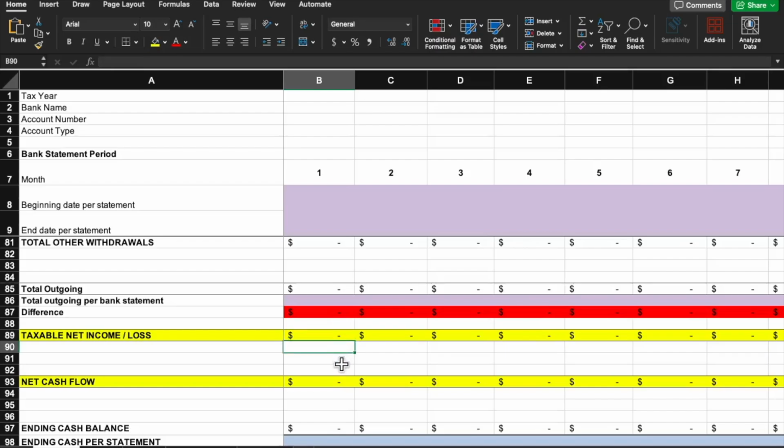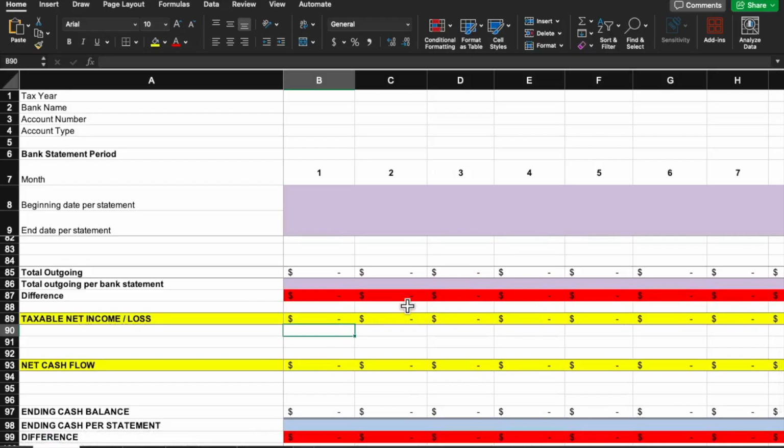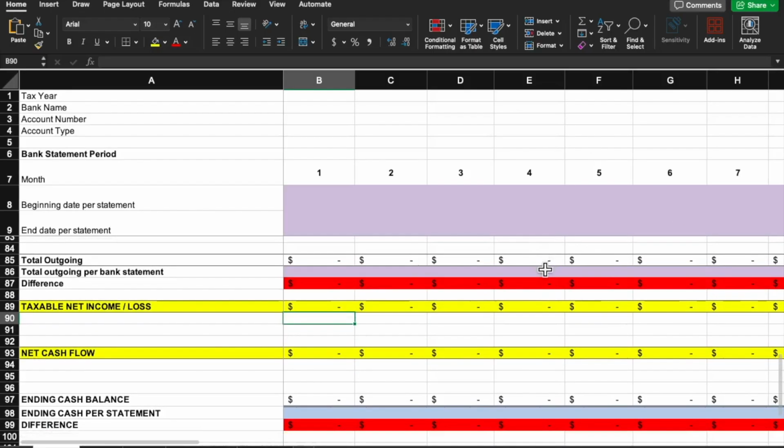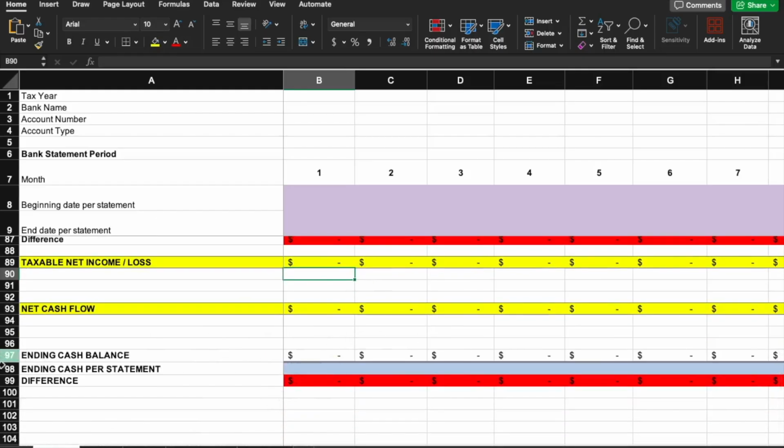Ideally, I recommend making sure you get a bank account that's only for business use. But starting out, it may not make sense. You may not be making that much money to want to get your own separate business account. That's fine. You can use this template for a bank account that's only for business, or a bank account that's for both business and personal. It's a very versatile template. And then here it's just your ending cash balance per statement.